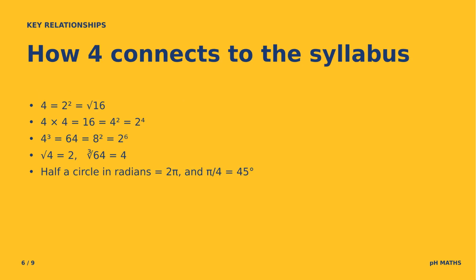Key relationships and how 4 connects to the syllabus. 4 equals 2 squared, which equals root 16. 4 times 4 is 16, which is also 4 squared, which is 2 to the 4th. 4 cubed is 64, which is 8 squared, which is 2 to the 6th. Root 4 equals 2. Cube root of 64 equals 4. Half a circle in radians is 2 pi, and pi over 4 is 45 degrees. And quartiles split your data into 4 equal pieces, Q1, Q2, Q3. 4 is a divider, a square, and a power.